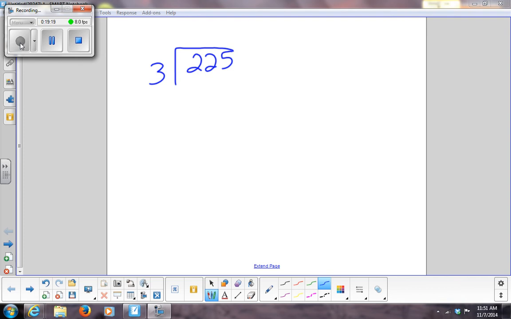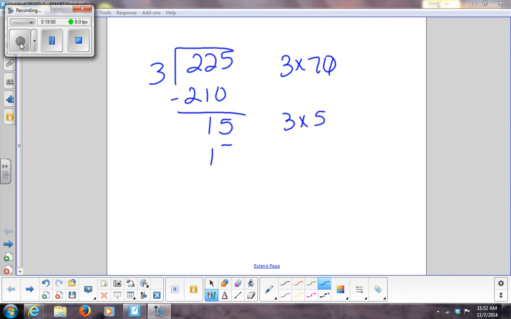21, which is 210. 21 and add the 0, right? Okay. 225 minus 210. 5 minus 0 is? 2 minus 1? Now what do I do? Carolina, 3 times 5 gives me 15. Okay, now what is my answer? Show me on your whiteboard.